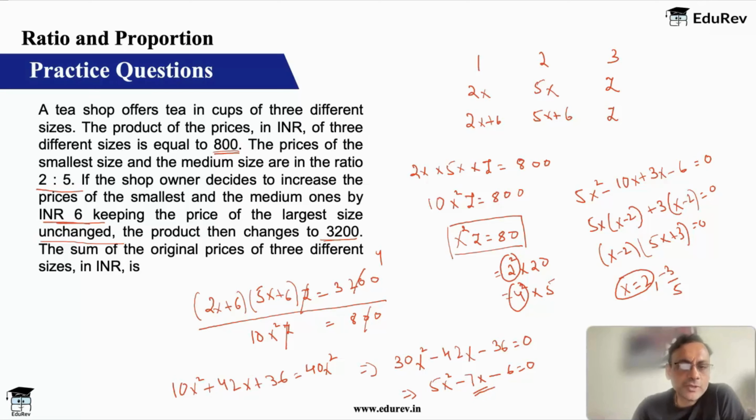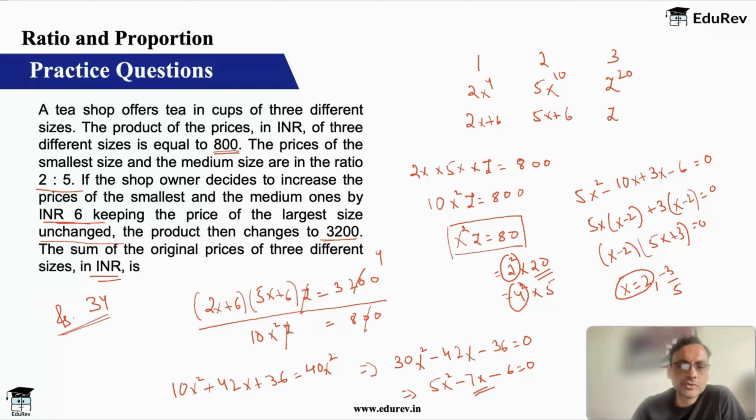So the sum of the original prices of the 3 different sizes is asked. Now we have not found z yet, but z obviously we can find out. If my x is 2, which is here, then you can see that your z is 20. So z is 20, x is 2, so 2 into 2 is 4, and 5 into 2 is 10. So 4 into 10 is 40, and 40 into 20 was 800. So the sum of the original prices is 20 plus 10 plus 4, 34 rupees.